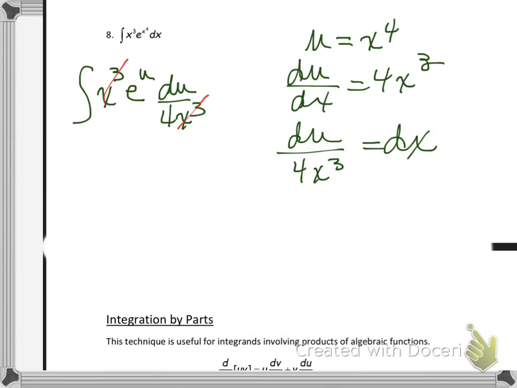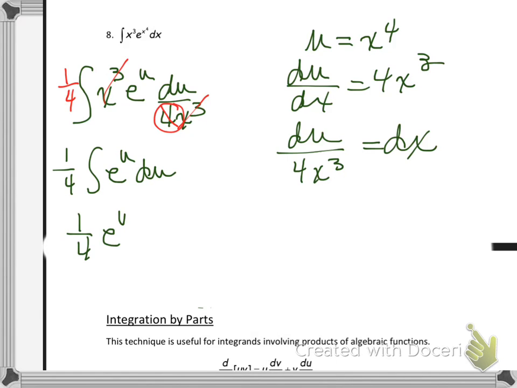The x cubes cancel. The 4 can go outside as 1/4, so therefore that cancels in here. And then we will just rewrite it again. And so I have 1/4 times the integration of e to the u du. So that's just 1/4 e to the u plus C, and then do your switch. 1/4 e to the, and my u was x to the 4th, plus C, and we're done.